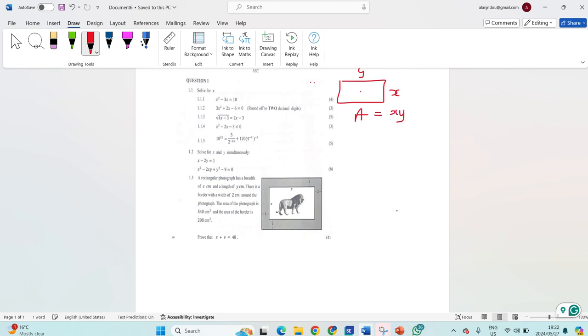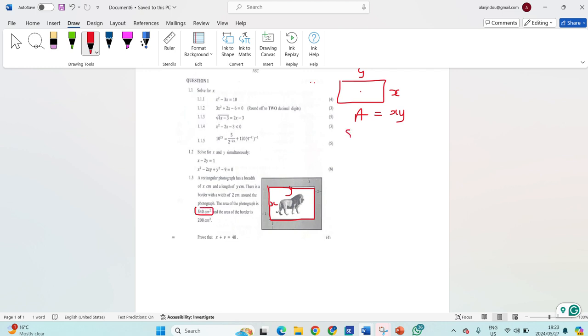So this is xy. Now let us look at the inner part. They said to us that the inner part over here represents a photograph, and this photograph has got dimensions x and y. Now we are given the area of this photograph, which is the inner part. Because the area is the length multiplied by the width, it means A is equal to xy, and A is given. The area of the photograph is given as 540 square centimeters.